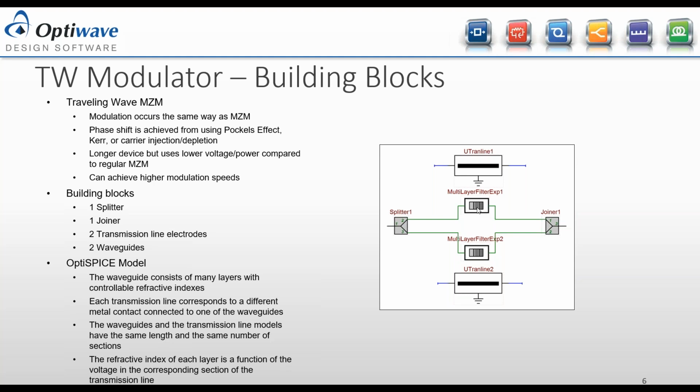And this multilayer filter is divided into many little sections, and the transmission line is also divided into many little sections, and we're going to look into the details of the transmission line in the next slide. Each layer of the transmission line corresponds to a layer of the multilayer filter. And the electric field that is applied to the metal contact controls the refractive index in the multilayer filter, and as the signal travels through the transmission line, the refractive index in the multilayer filter also changes in time.